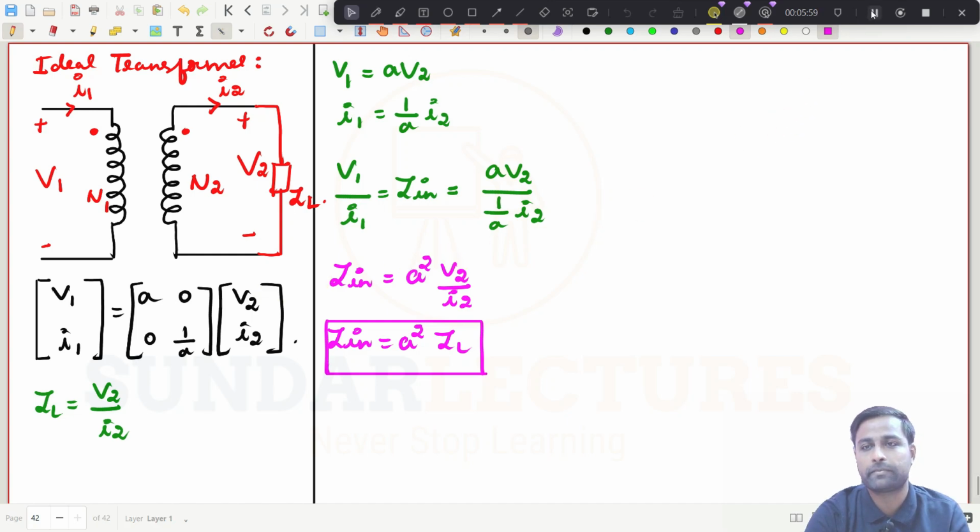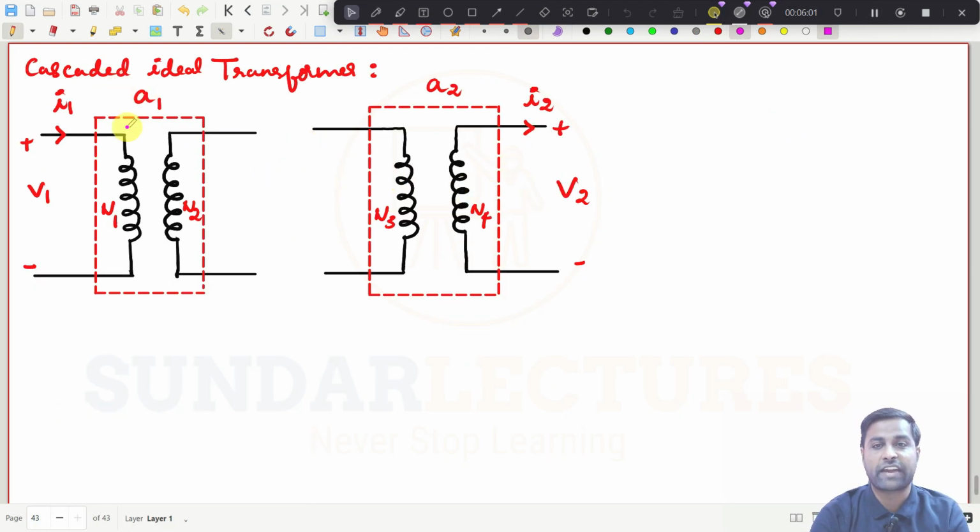I will draw the diagram. Here I have taken the cascaded ideal transformers. We are going to get the relation between V1 and I1 in terms of V2 and I2 in a single step. You don't need to calculate many things to find the values of V2 and I2 if the transformers are connected in cascaded manner. This is the first transformer and this is the second transformer, connected in cascaded manner like this.